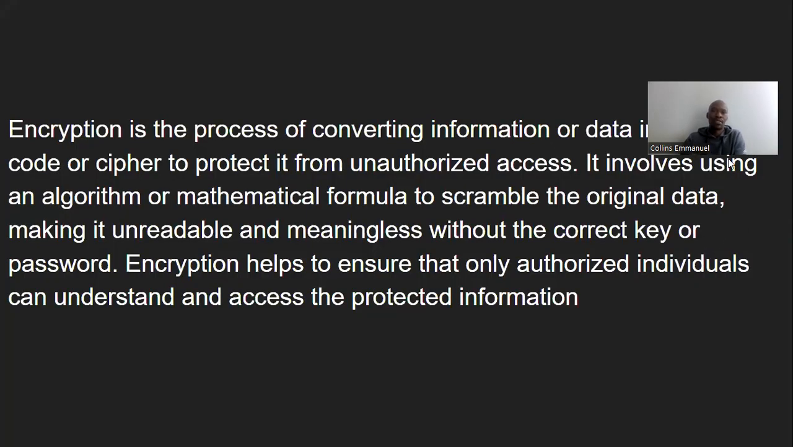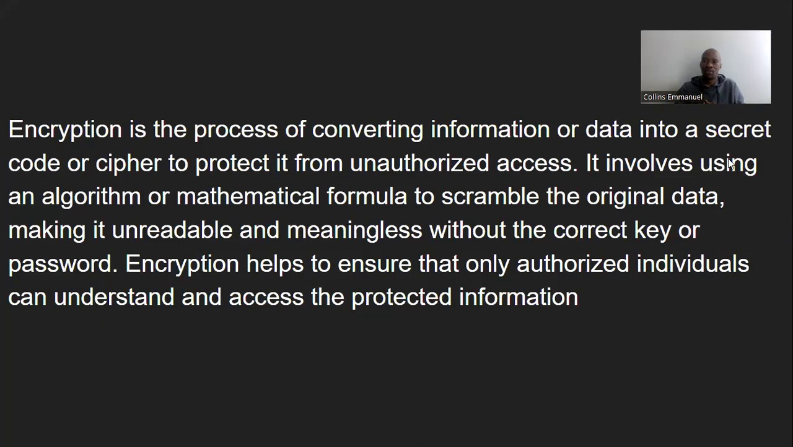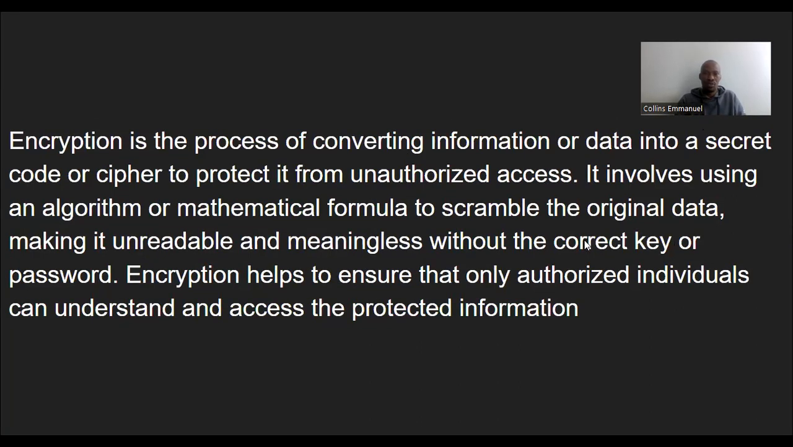So encryption is the process of converting information or data into a secret code or cipher to protect it from unauthorized access. It involves using an algorithm or mathematical formula to scramble the original data, making it unreadable and meaningless without the correct key or password. Encryption helps to ensure that only authorized individuals can understand and access the protected information.